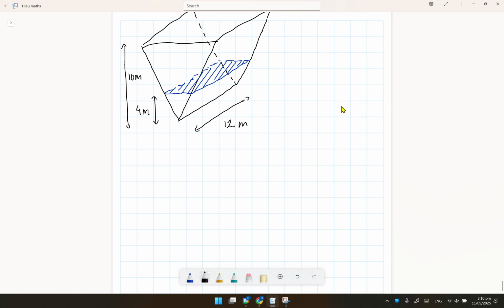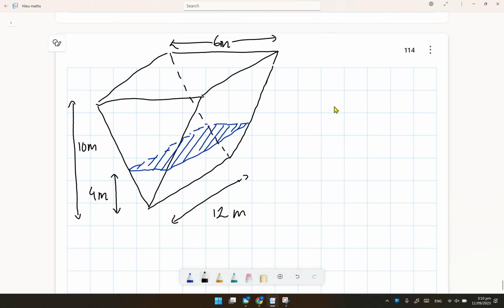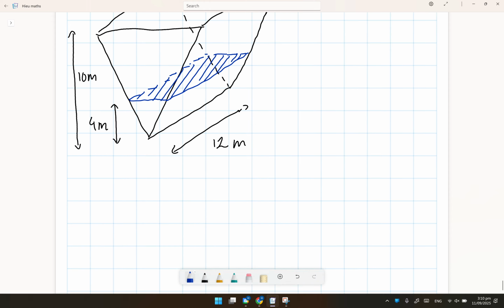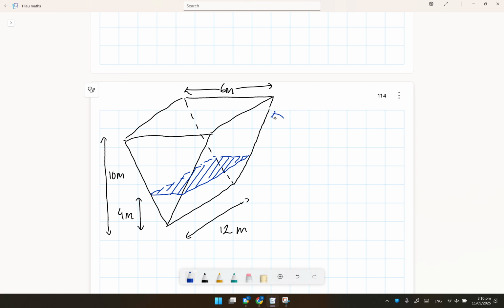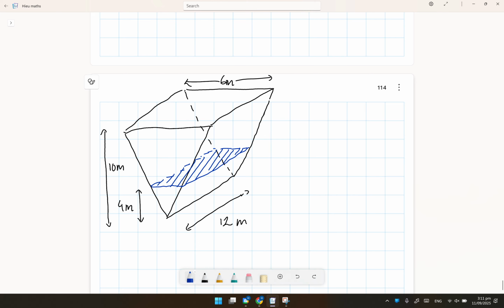On a question, we need to find the work done. This is a calculus question. We're going to find some work done here. Basically, we have a container of water, right? This is a container and this is water. The container is 10 meters tall and the water is 4 meters tall. The container is 12 meters long and 6 meters wide.